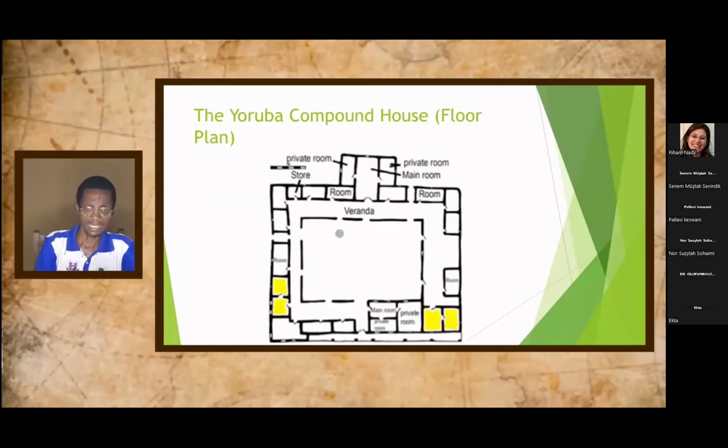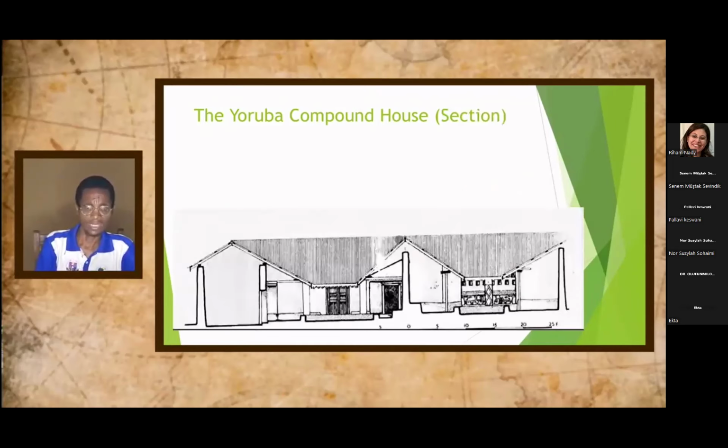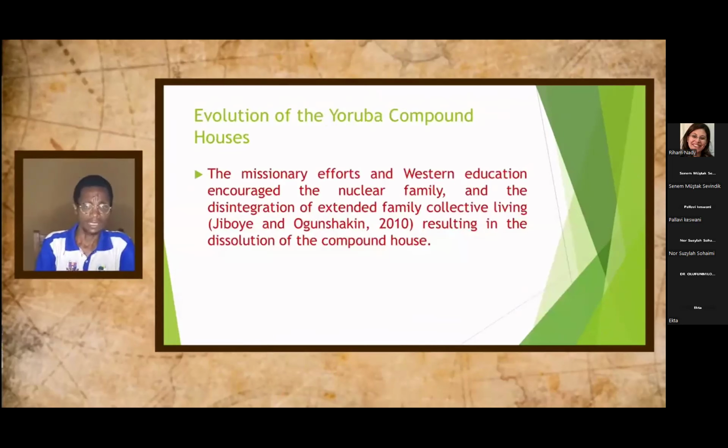This is the courtyard in plan. As can be seen, this is the veranda, and these are the rooms, and this is a very large courtyard. This is the plan of the compound house. Well, this is the elevation of the compound house. And now let's quickly look at the evolution of the Yoruba compound houses and how it eventually transited.